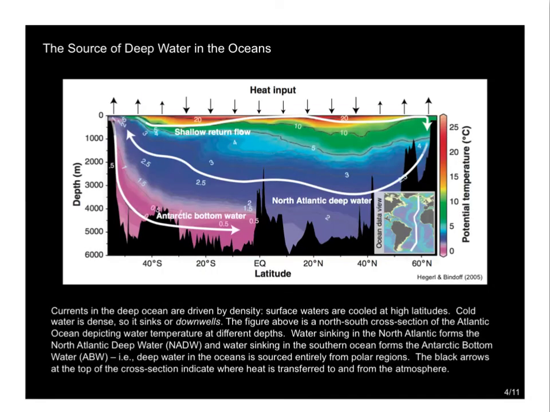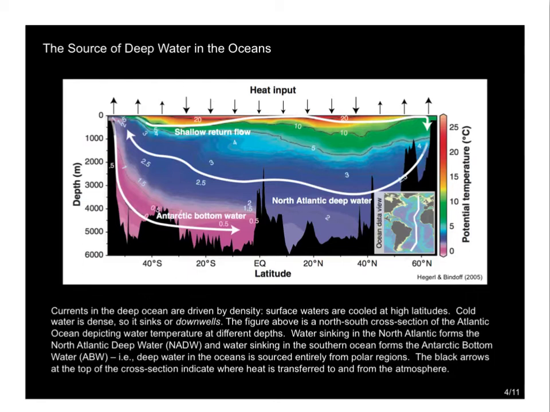Deep oceanic waters, in other words, those below about 400 meters, are driven by differences in water density. Two properties affect the density of seawater: its temperature and its salinity. Colder, saltier water is denser than warmer, fresher water. Therefore, colder, saltier water sinks from the surface into the deep ocean, a phenomenon called downwelling.